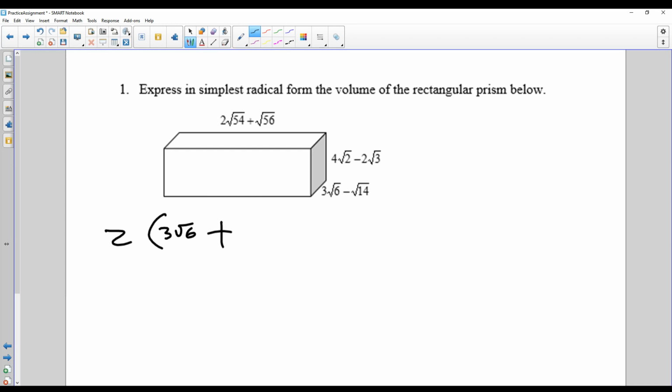Plus, how about the square root of 56? Can that be simplified at all? Go on, folks. Try to put your thinking caps on here. I know this was the quiz you had on Friday. Yes. 2 root 14. Good.